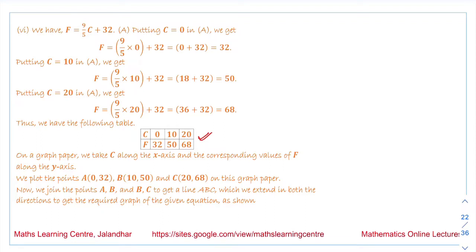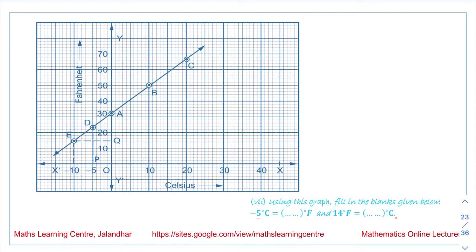Next, at C is equal to 10, the value of F is 50, and for C is equal to 20, the value of F is 68. So we plot these 3 points: (0, 32), (10, 50) and (20, 68) on the graph. On the x-axis we have taken the degree Celsius, and on the y-axis we have taken the degree Fahrenheit.